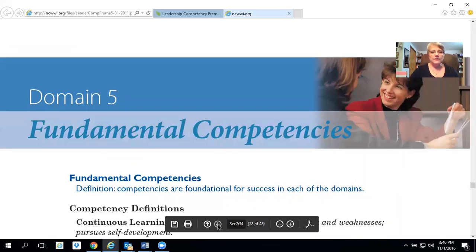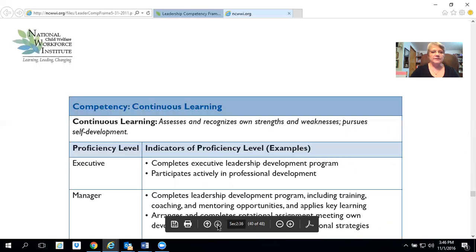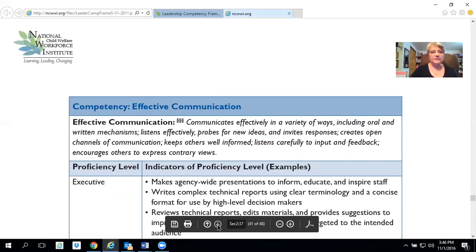The fifth domain is fundamental competencies, and these are competencies that are so important for all of us. For example, continuous learning, assessing and recognizing own strengths and weaknesses, pursuing self-development. Maybe you got to interview people in an organization where this is very important. We started this in this class with you. When you do your unit weekly self-assessments, you are beginning your continuous learning and professional development and growth. And you all have done a beautiful job in this class with your self-assessments.